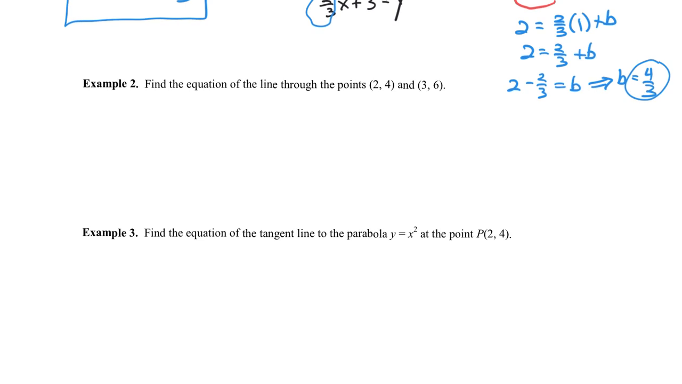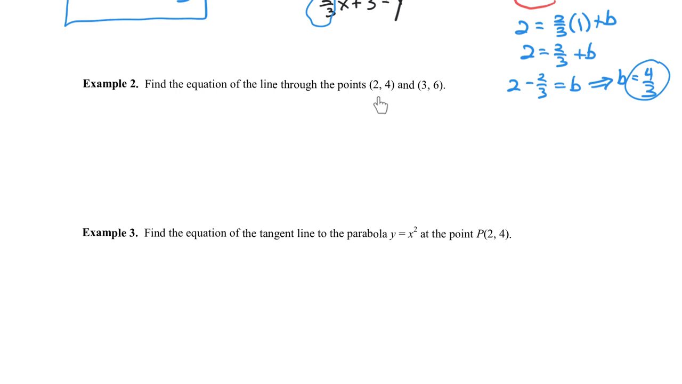Example 2 is also a typical problem from an algebra class. Find the equation of a line through these 2 points. There's a reason why we're doing some review here from algebra, because when we get to example 3, we're going to see a problem that algebra won't be able to solve. So we'll need something else.